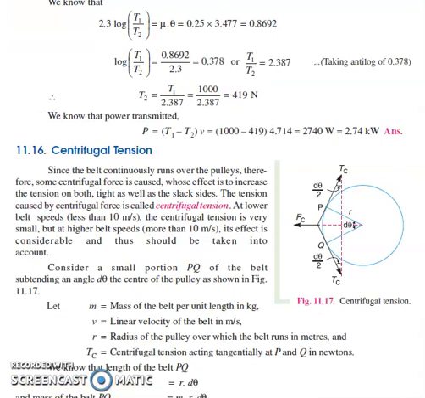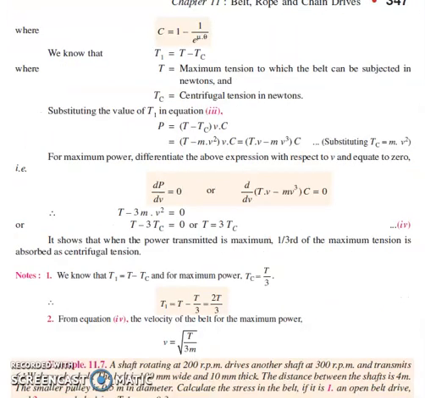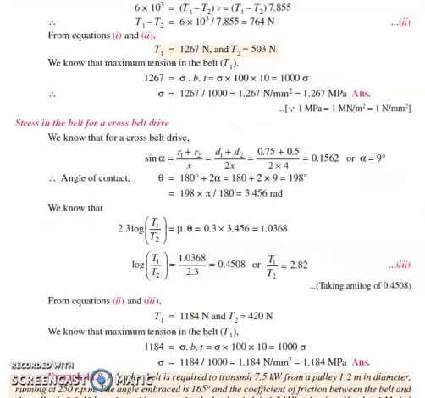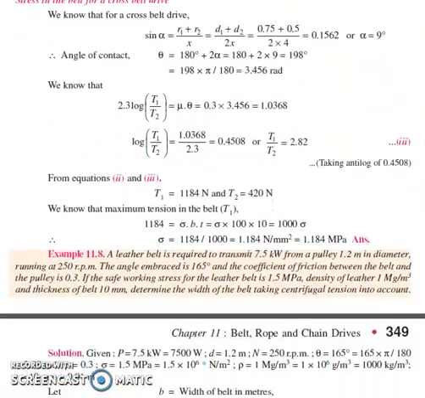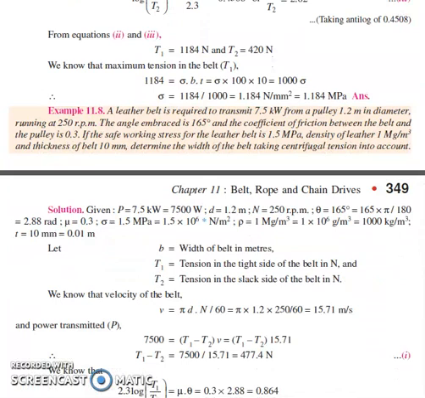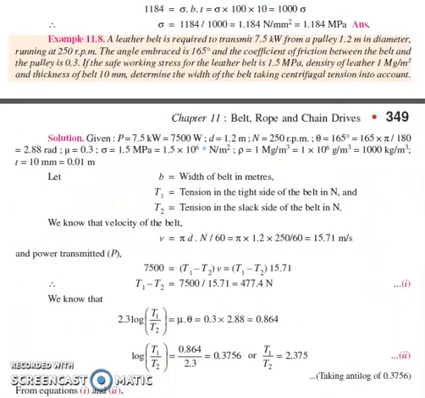And next we are going to see the problem on centrifugal tension. That's very simple. Okay, so a leather belt is required to transmit 7.5 kilowatt from a pulley of 1.2 meter in diameter, which is running at 250 rpm. So the embraced angle is 165 degree, and the coefficient of friction of the belt and the pulley is 0.3, and the safe working stress for the belt is 1.5 megapascal, that is 10 power 6 Newton per meter square.